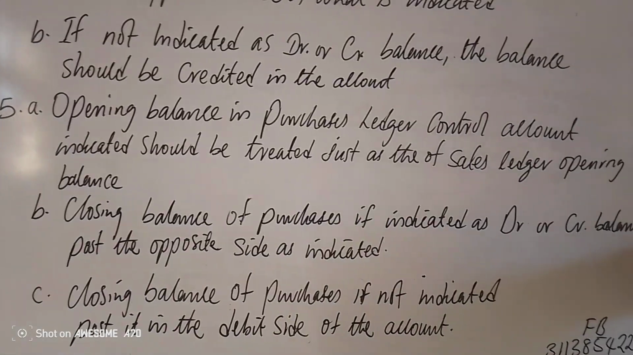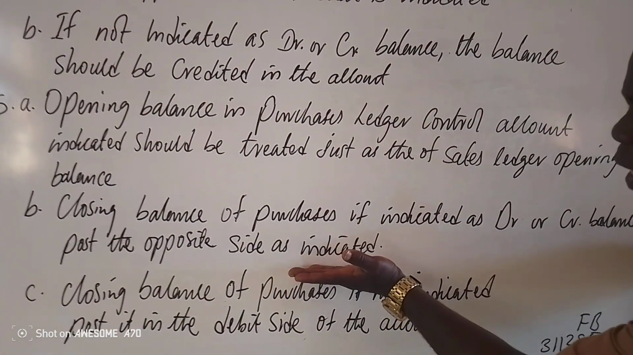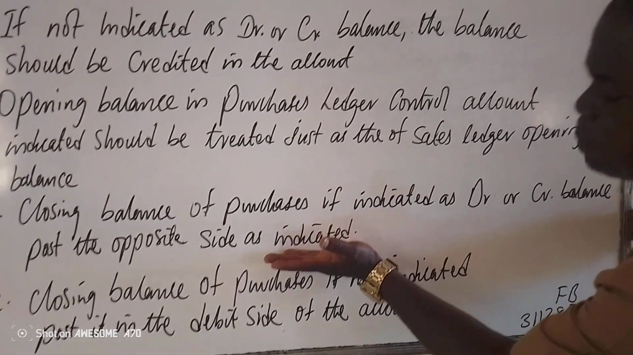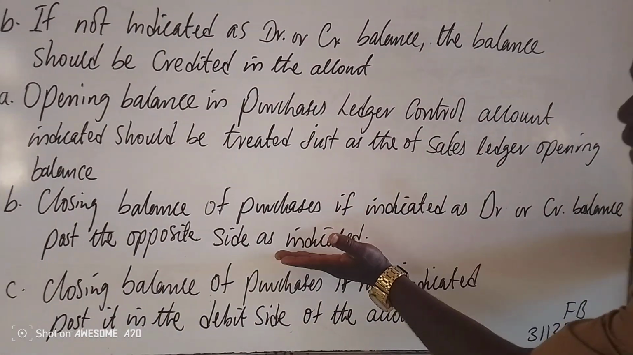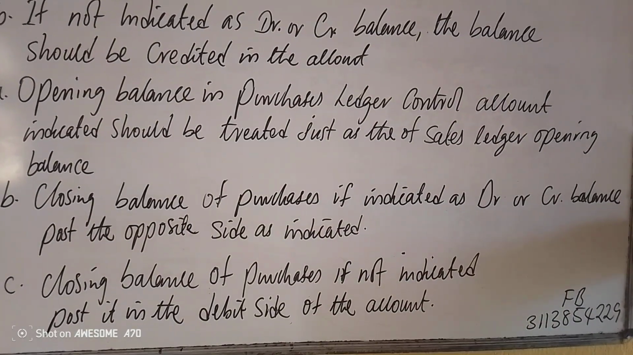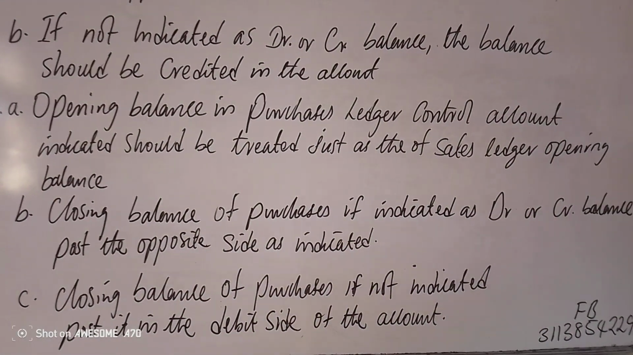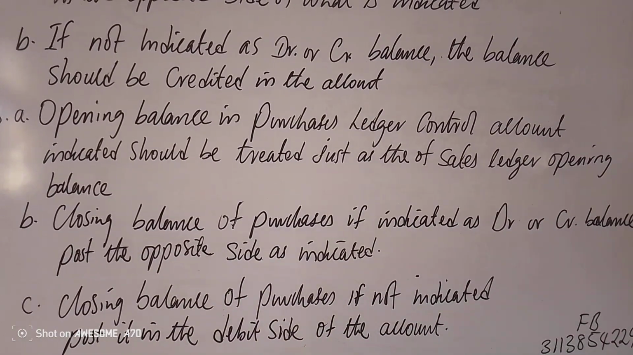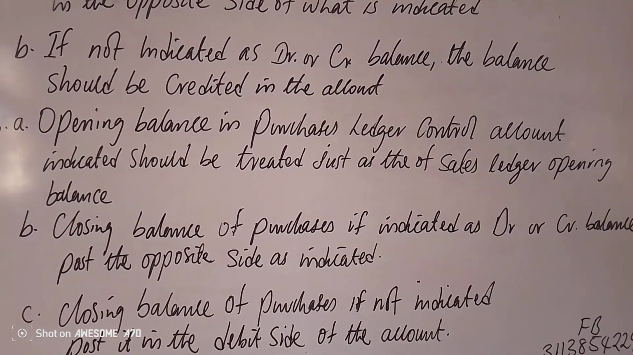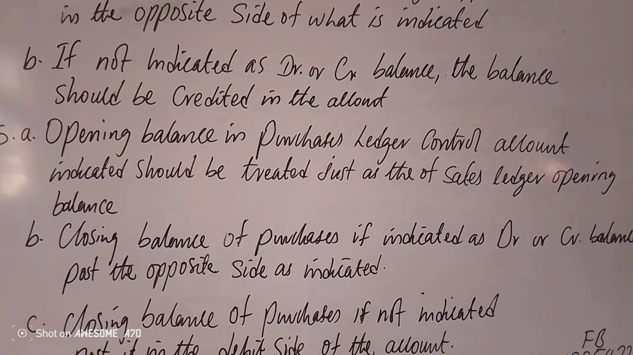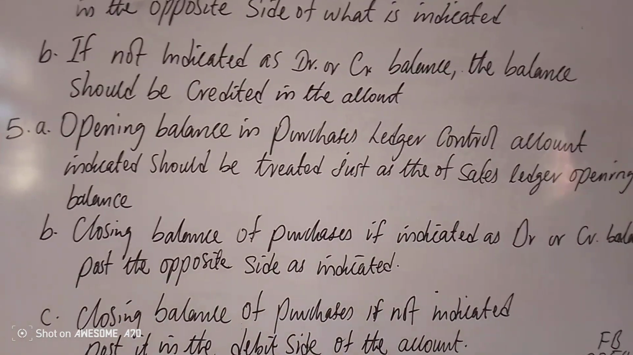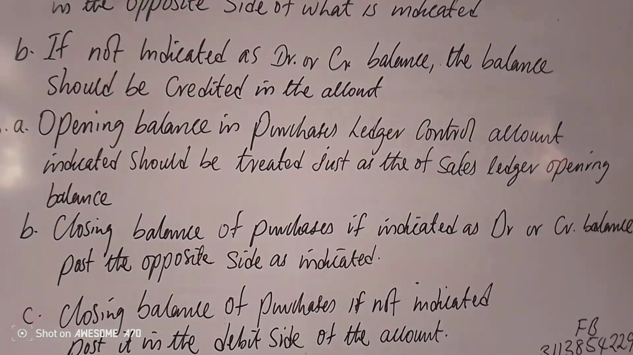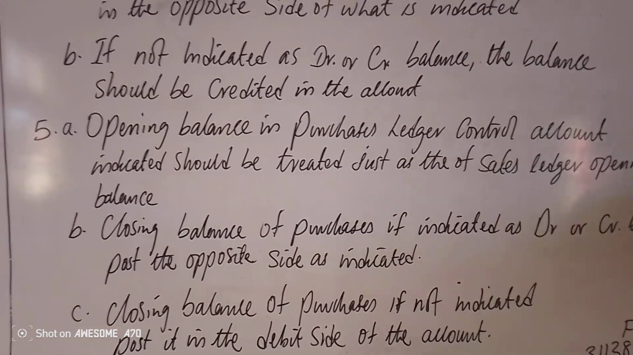It's the same thing here also, as the closing balance in sales ledger control account is posted based on the opposite. This is the same way you do it for purchases ledger. Here too, post the opposite. The question indicates clearly that the closing balance of purchases ledger is a debit balance. If you post debit, you get it wrong. You must post credit. If it is a credit balance, you must change it and post debit, and you'll be 100% right. Reason being, what I want to explain here.